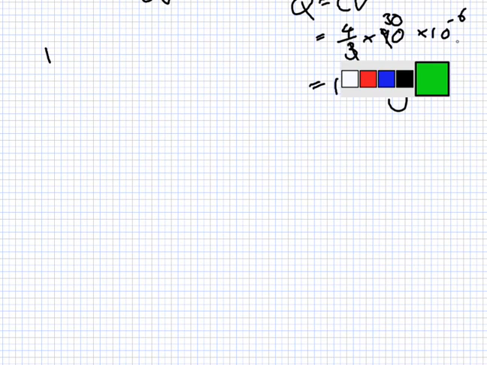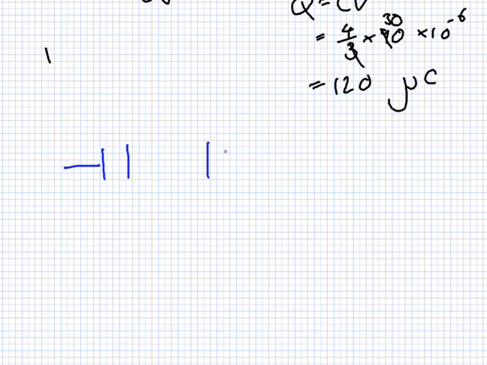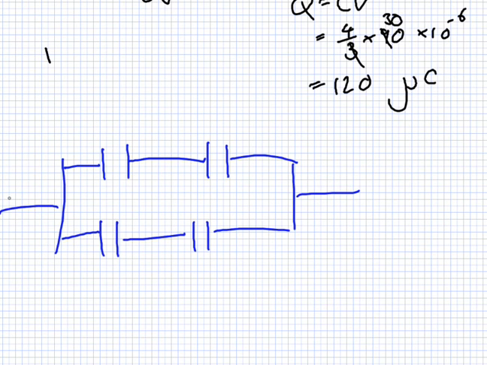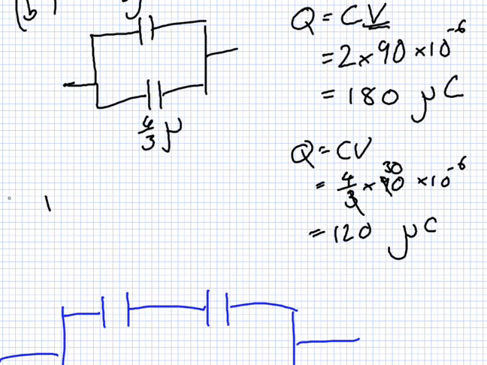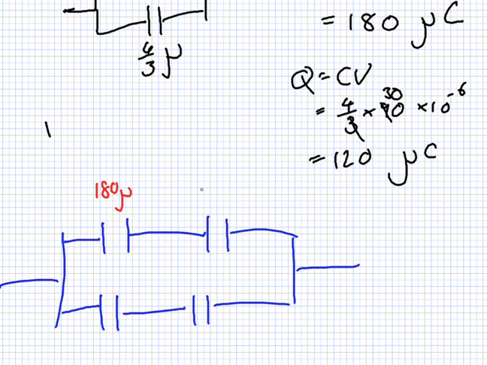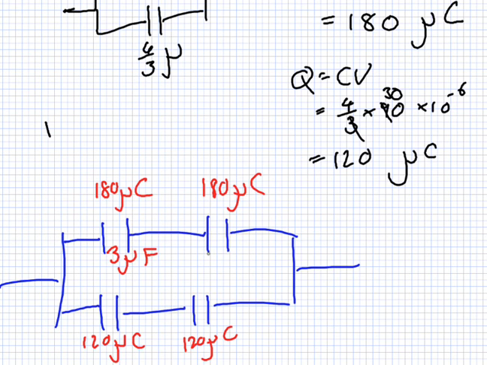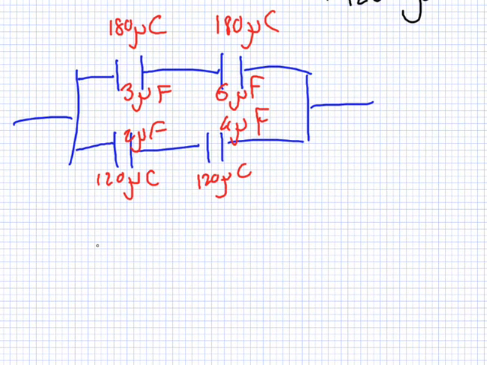So if I just draw what I have here, there's 1, there's 2, there's 3, there's 4. What's the charge on the first one? It's 180, isn't it? So here is 180 micro, 180 micro, 120 micro, 120 micro. And what's the C on each of them? 3 microfarads, 6 microfarads, 2 microfarads, and 4 microfarads. So the voltages, you have Q equals CV, so V equals Q/C.